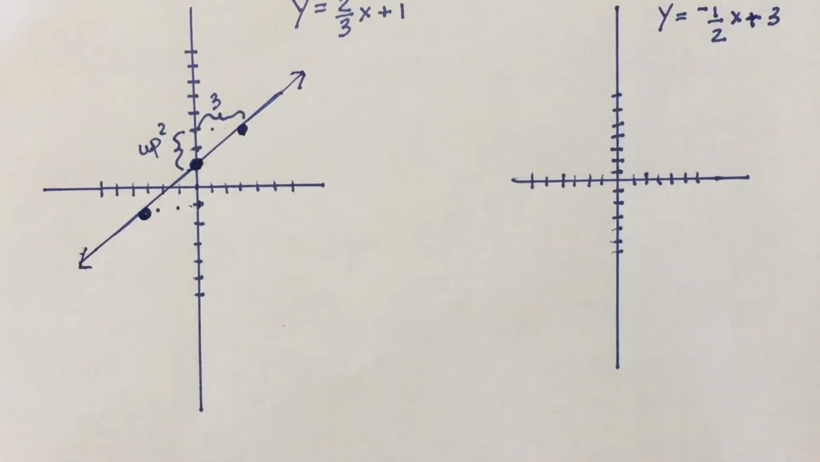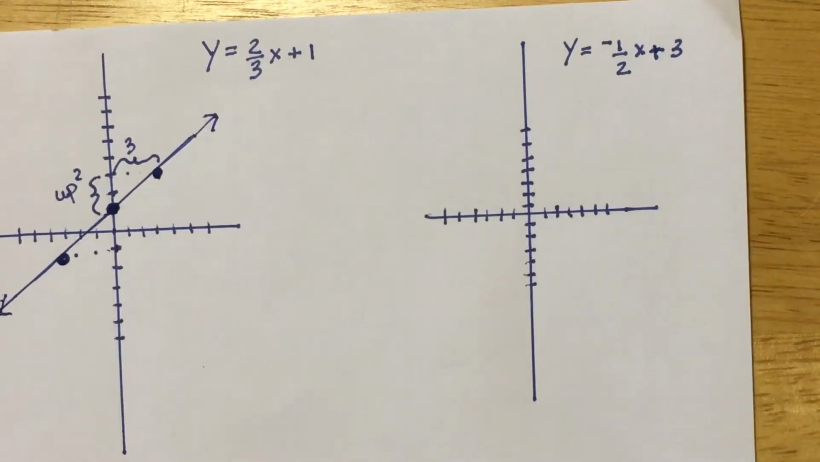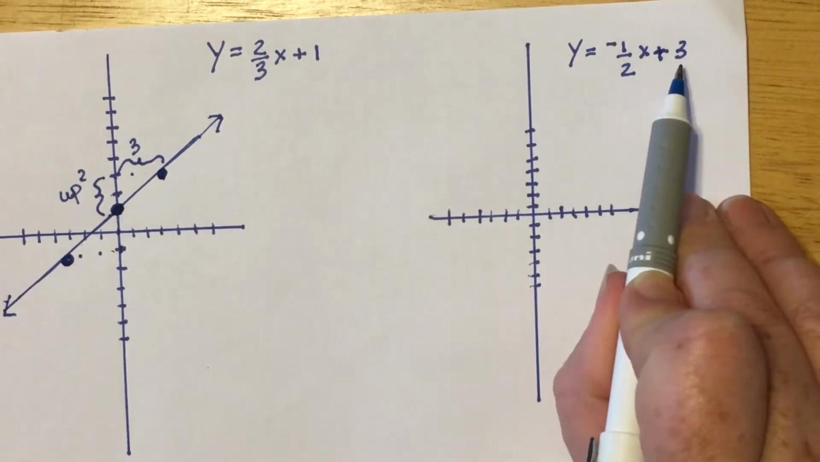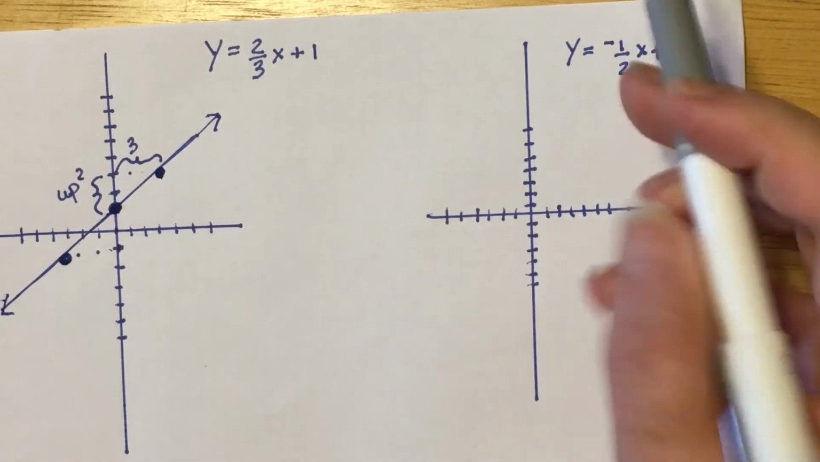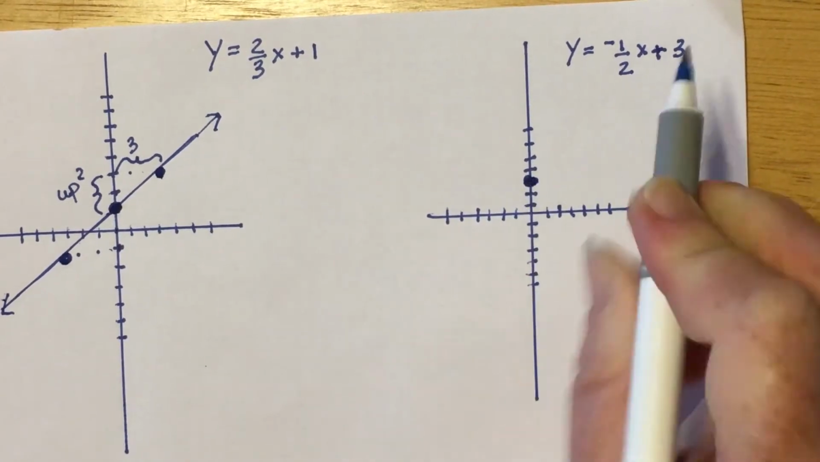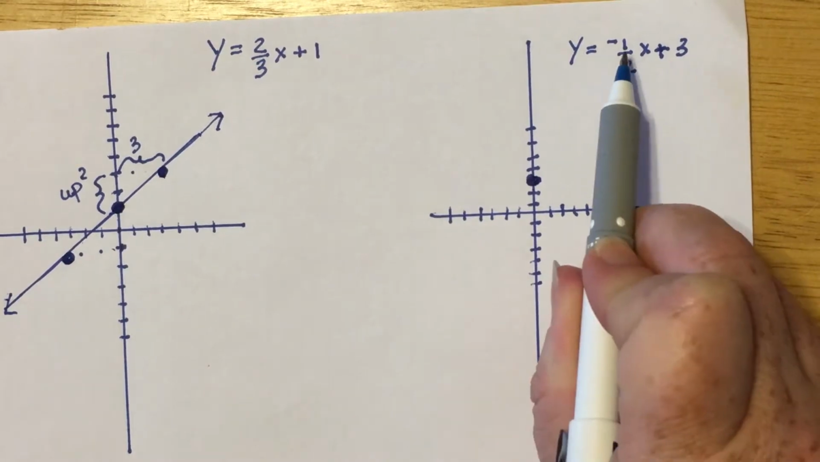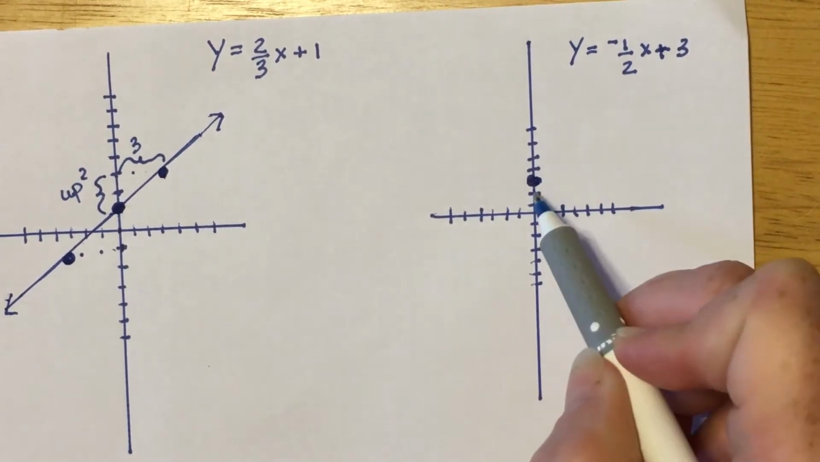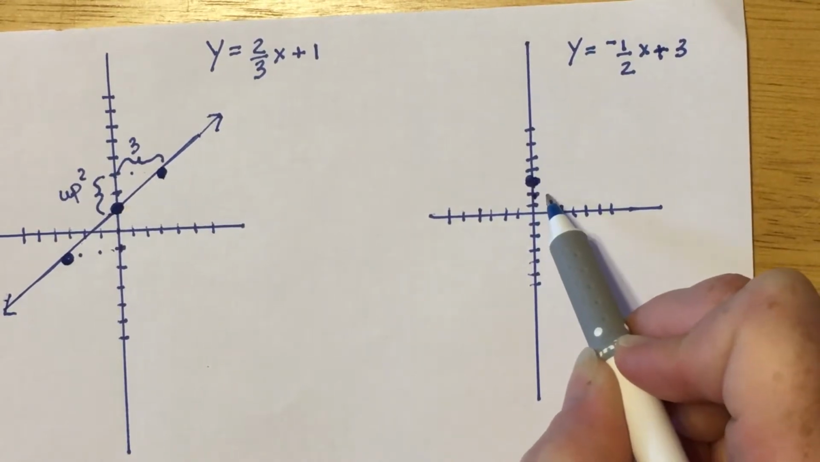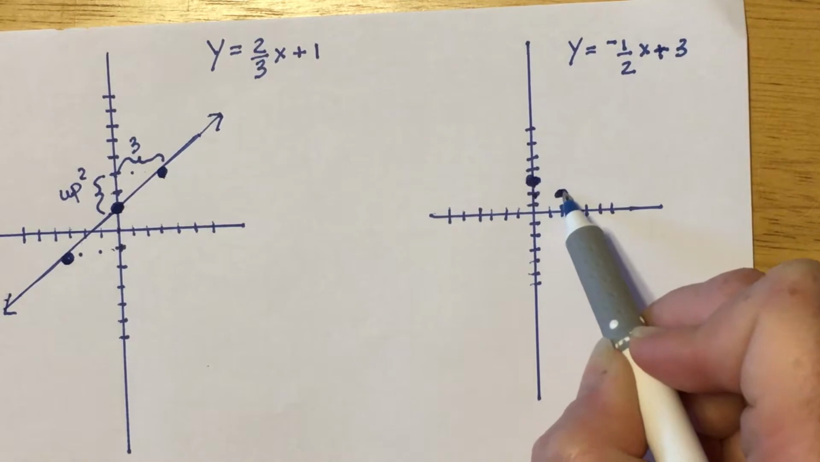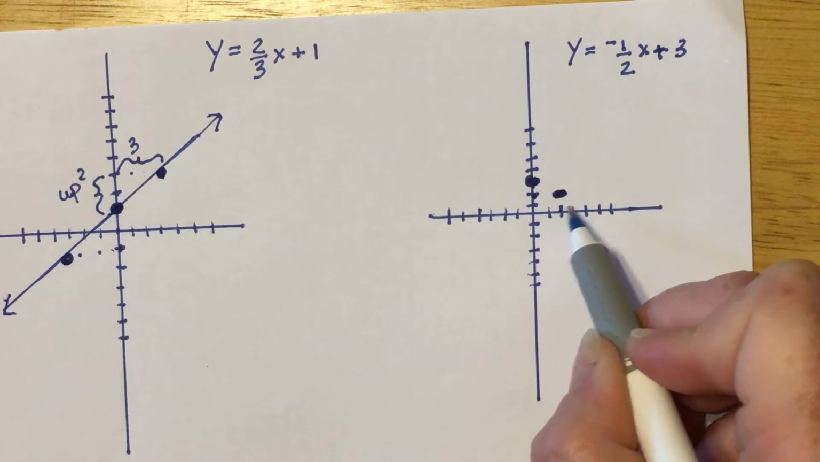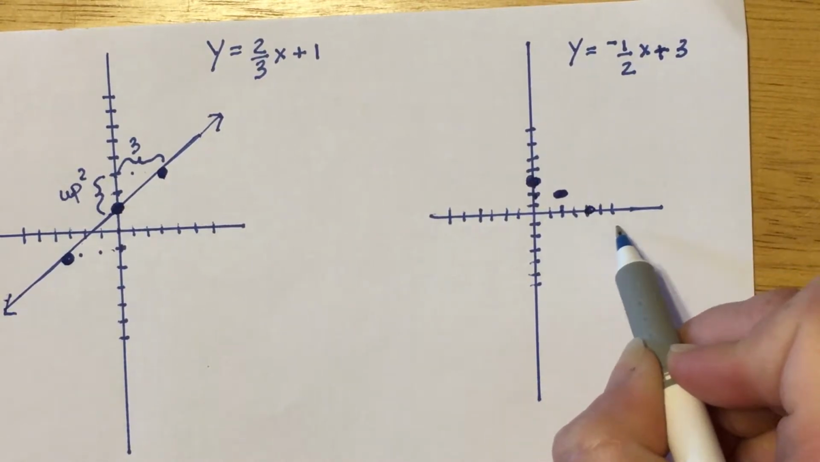Okay? The next one that we're going to show has a negative slope. Now, if you have a negative slope, you're going to start at the y-intercept, just like before. So it's 3. So I go 1, 2, 3, and I make my point. Now, when it's a negative slope, you're going to go down 1, because negative means we're going to go down, but we're still going to go right 2. Okay? Now, down 1, right 2, and I could keep going down 1, right 2, down 1, right 2.